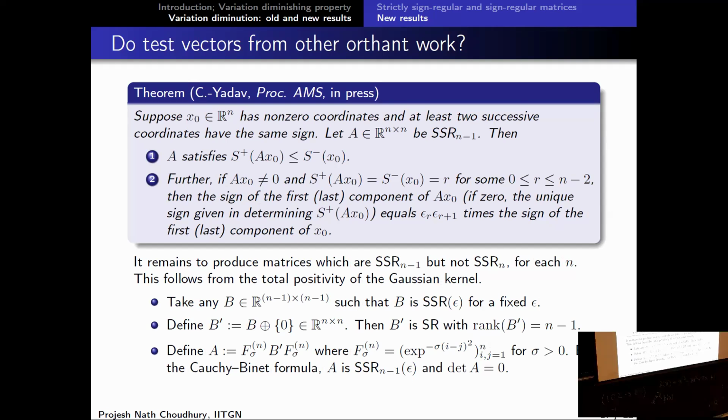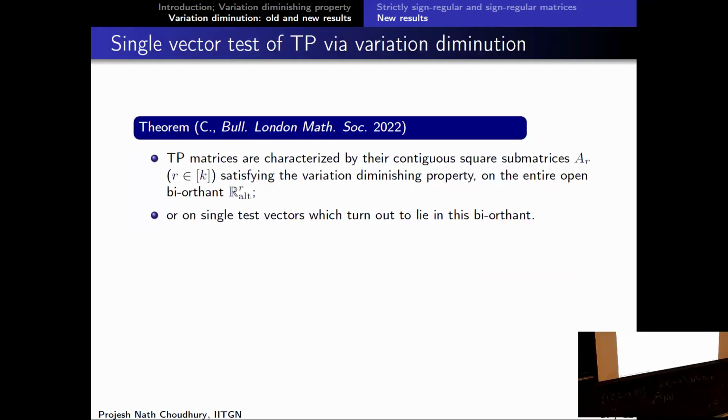As a particular case of this result, we are able to obtain some of the results that we proved in 2022. In that paper we are able to characterize totally positive matrices using the variation diminishing property, where we provide a single vector test that we discussed earlier for totally positive matrices, also with test vectors of the alternating biorthant.